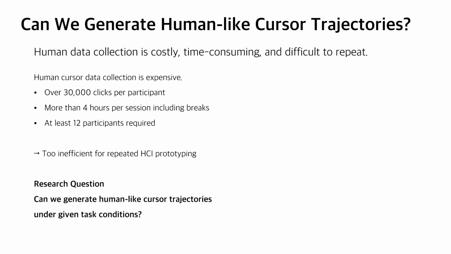As shown in the previous example, collecting mouse trajectory data is not as simple as it seems. In my previous experiment, each participant had to perform over 20,000 clicks in each session, more than 2 or 3 hours, including breaks. This makes repeated validation and repeated prototyping difficult. Therefore, our main research question is: can we generate human-like cursor trajectories under given test conditions instead of collecting new user data every time?